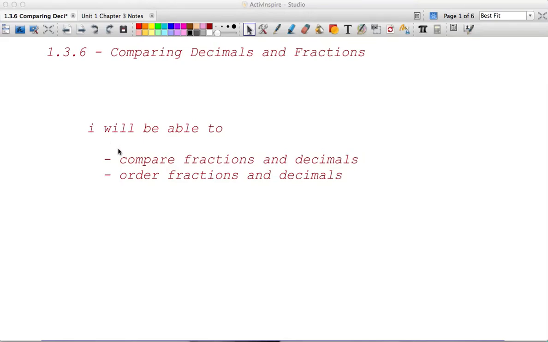Welcome to Lesson 136, Comparing and Ordering Decimals and Fractions. Today we're going to talk about how to compare fractions and decimals, and then how to use those comparisons to order fractions and decimals.